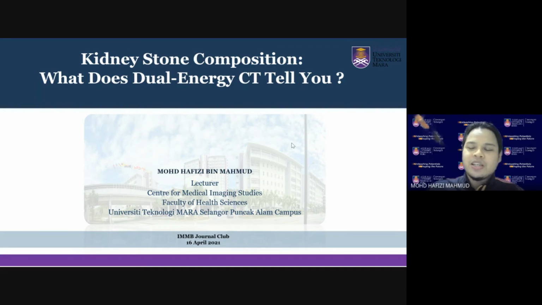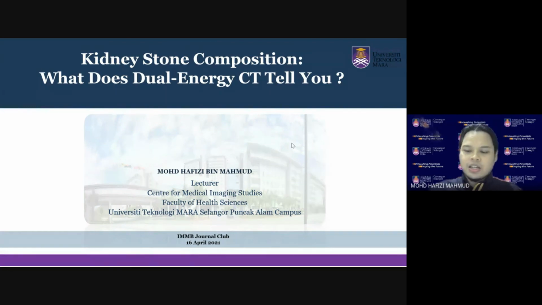I try to make this sharing session more simple and not too technical, because CT is quite technical. It has technical terms. I'll try my best to make it simple and easy for all the participants, especially for those from a non-medical imaging background, to understand our discussion topic today.